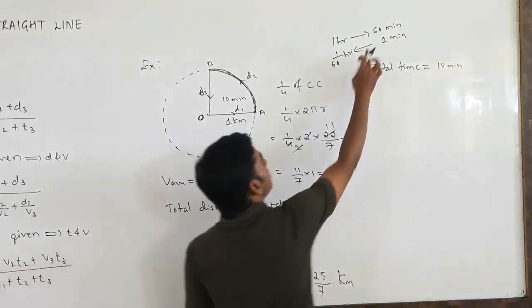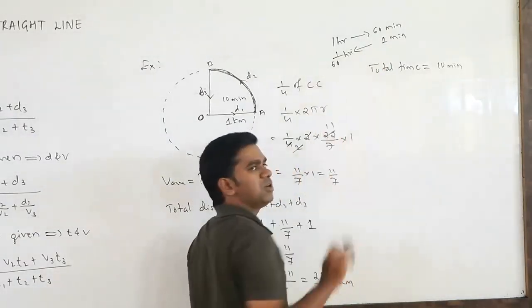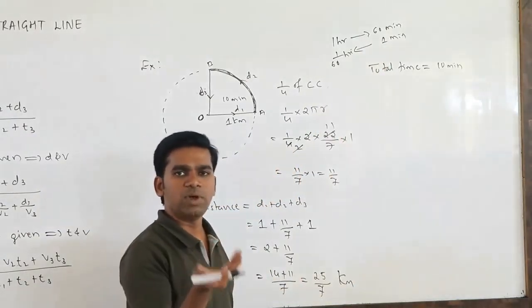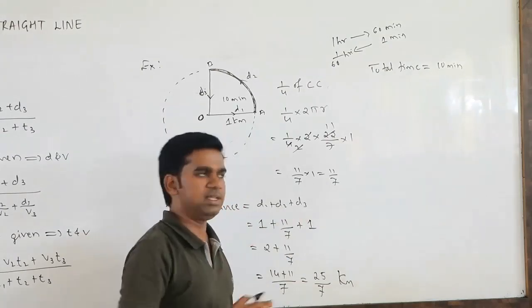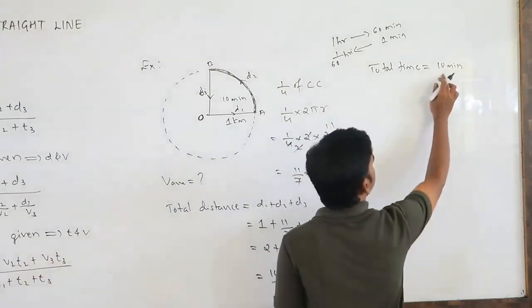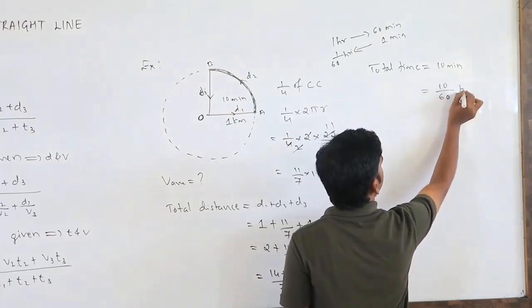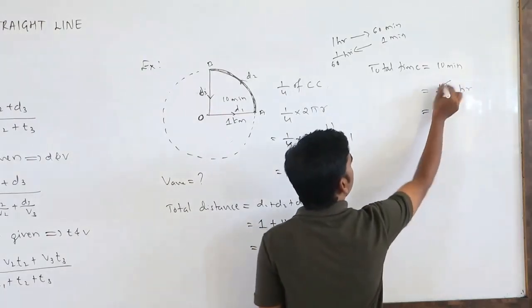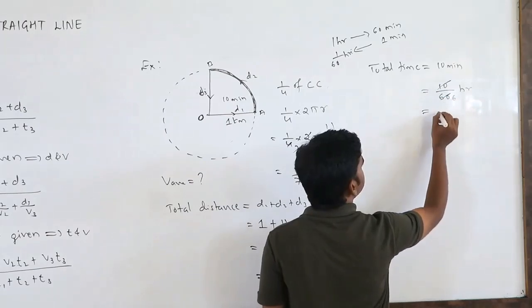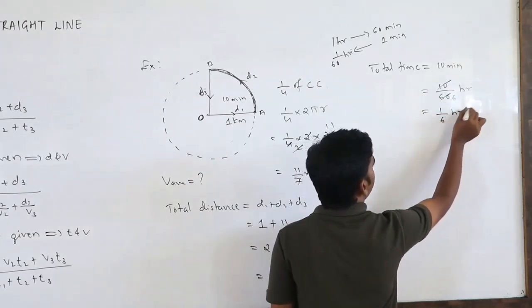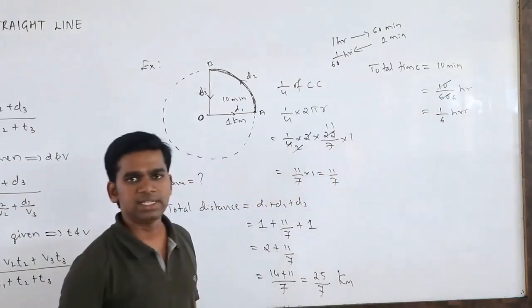So just bring this 60 to this side. Getting the point? 1 hour means 60 minutes. So 1 minute means what? 1/60 hours. To convert this into hours, what will I do? I will divide by 60 hours. So 1 divided by 6, that is 1/6 hours.